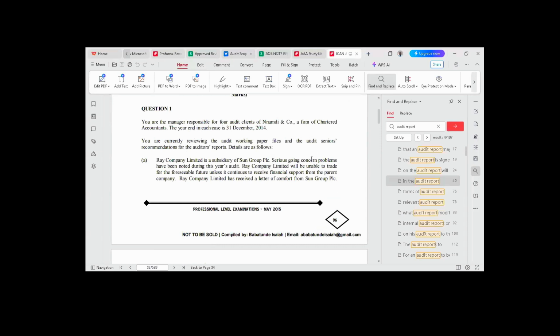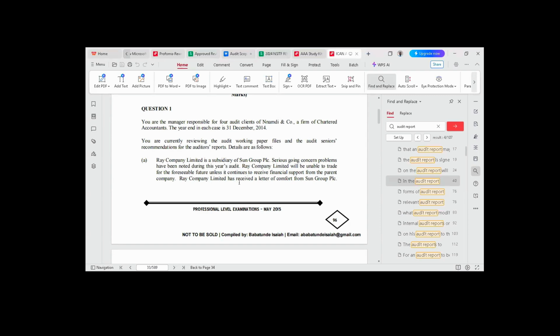Okay, thank you. Our time is fast spent. I just want us to understand this particular one, to understand how they answer questions, not for us to just read. Now you're looking at Ray Company Limited, a subsidiary of Sun Group. You can see that we are talking about a parent company and a subsidiary. There is a serious going concern problem noted during the year. Ray Company Limited will be unable to trade for the foreseeable future unless it continues to receive financial support from the parent company.